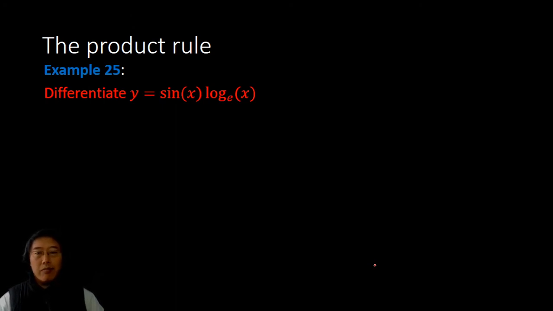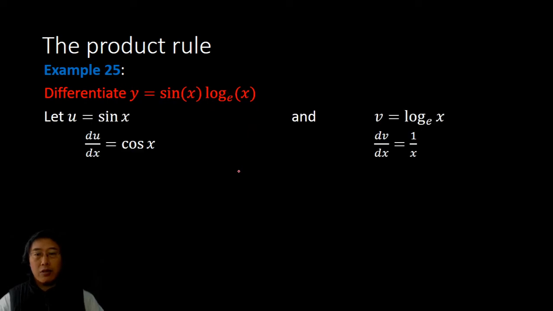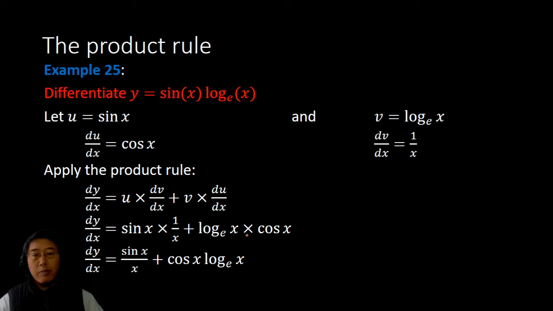Alright, another example. So you have a product of two functions, sine of x, log of e of x. So you need to allocate a u and v notation, or f and g, depending which notation you use. You differentiate each one of them, and you apply the product rule, and you end up with this answer. Okay, there's nothing here you can factorize, so you can leave it like that.